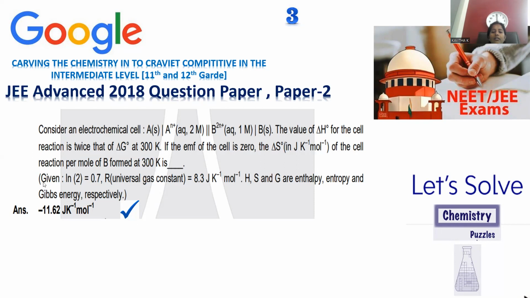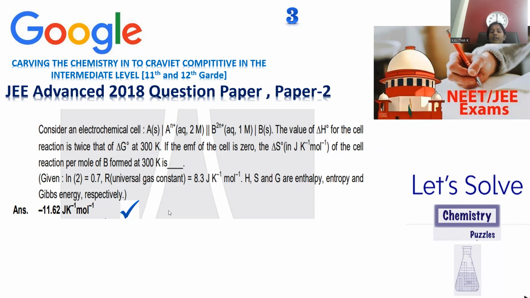Right. The data is provided for our convenience to solve the problem. Ln 2 value is 0.7. Universal gas constant R value is 8.3 joules Kelvin inverse mole inverse. Enthalpy, entropy, and Gibbs free energy, whatever terms we mentioned, are all represented with their own terminology. The expected answer is minus 11.62 joule Kelvin inverse mole inverse. This is to be achieved.